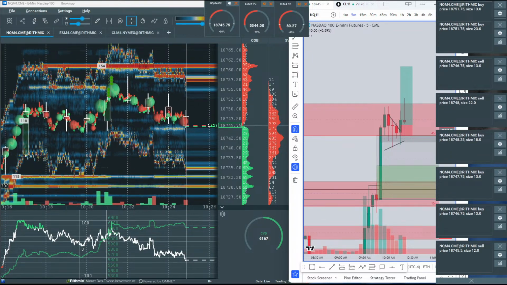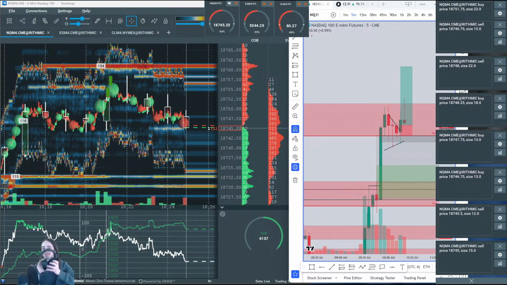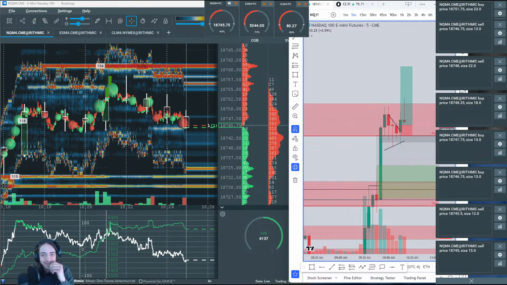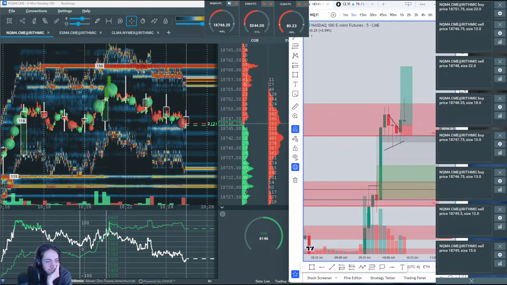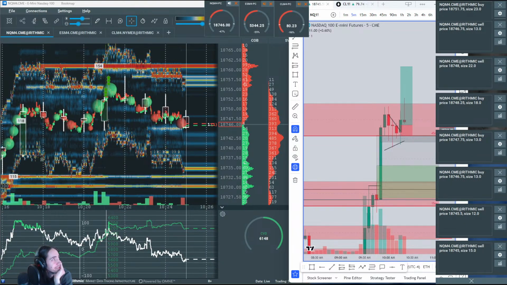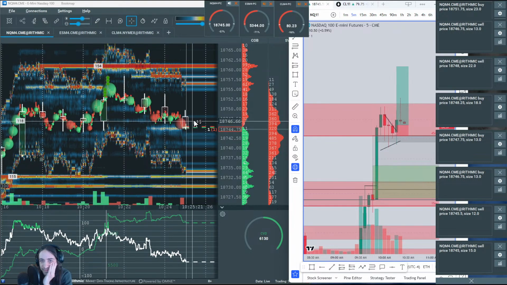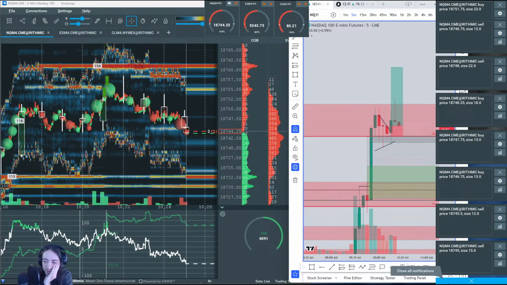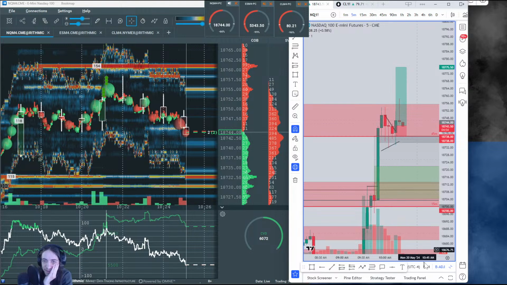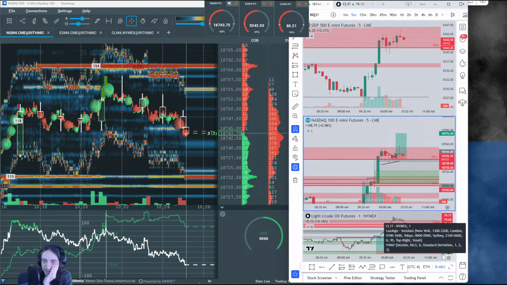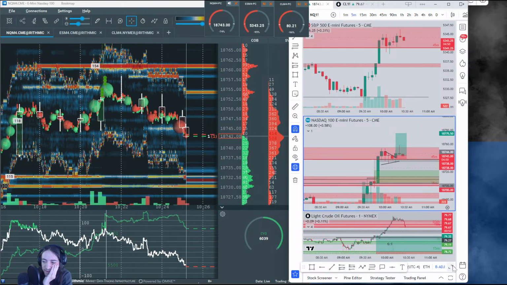Oh, look at these ugly bears right here, man. Gross. Yeah, it was a nice rejection off the top of that supply. That might be reason for a pullback.